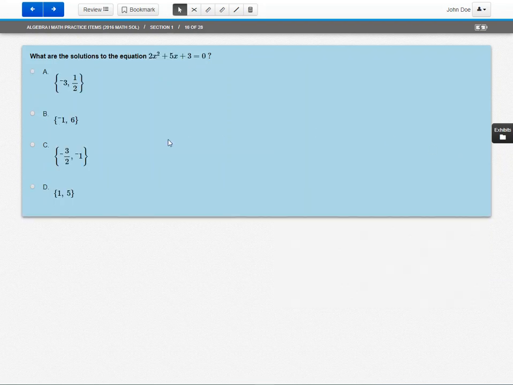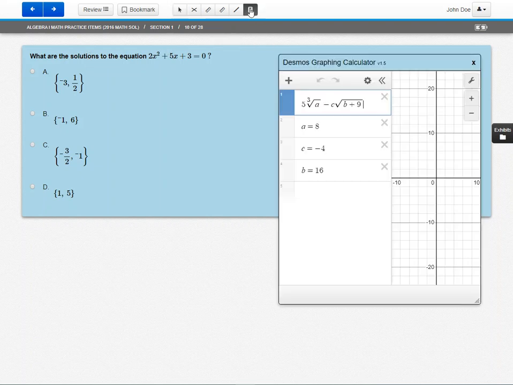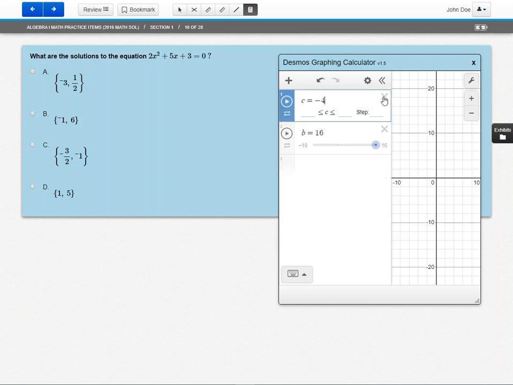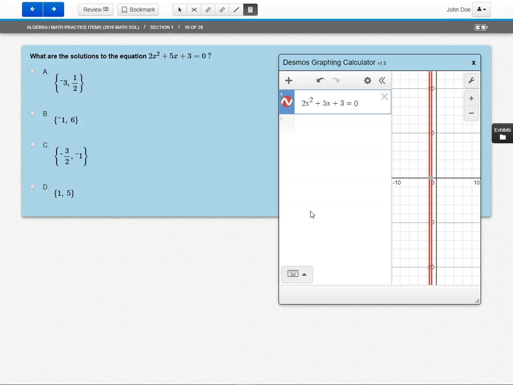All right, here's something else we can do on our Desmos calculator. Whenever it says solutions or zeros or x-intercepts, those are all answers to a quadratics problem. So solutions means x-intercepts or zeros, which means I can use Desmos. I can clear out everything in here, that was my previous question, and type in my equation just how it looks. So I have 2x squared plus 5x plus 3 equals 0.